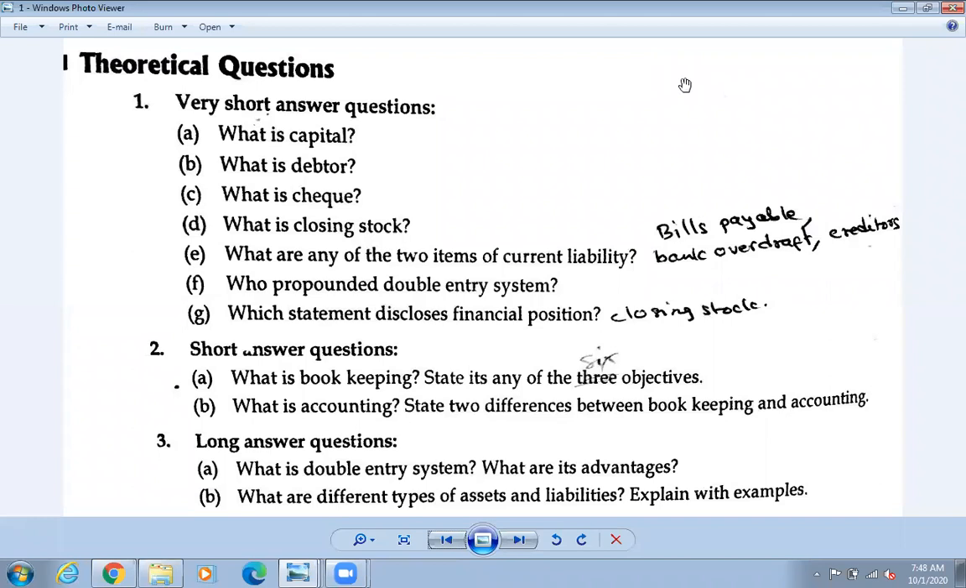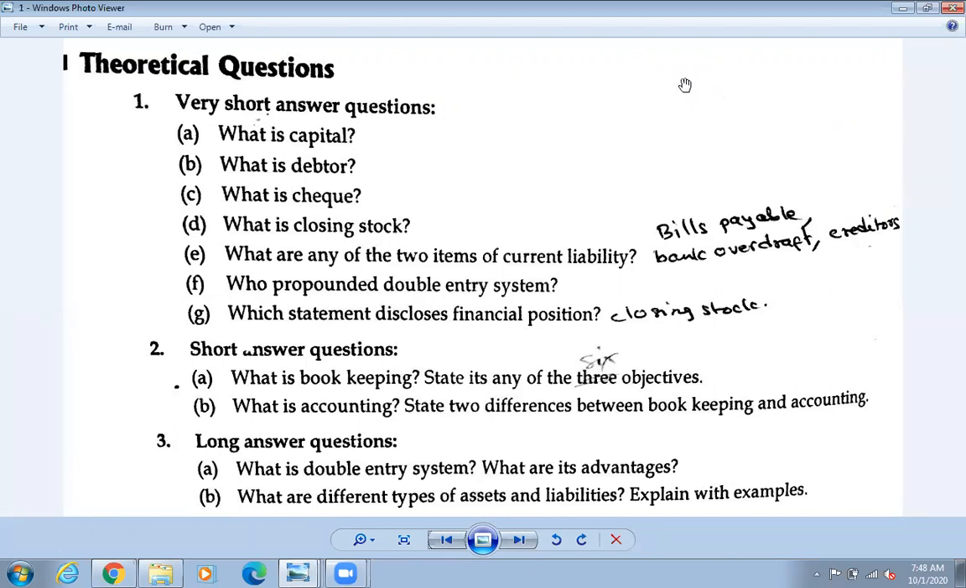Number E. What are any two items of current liabilities? Actually, current liabilities means short-term liabilities. Current means which will be paid, which is payable within 1 year. If it is paid within one year, that is called current liabilities. That is short-term liabilities, for one year.